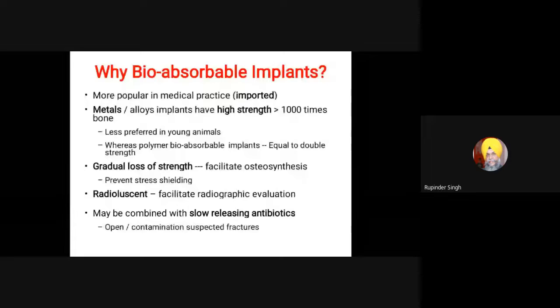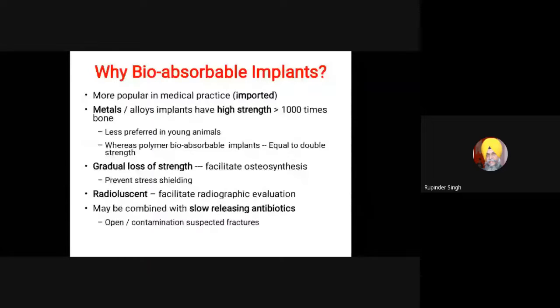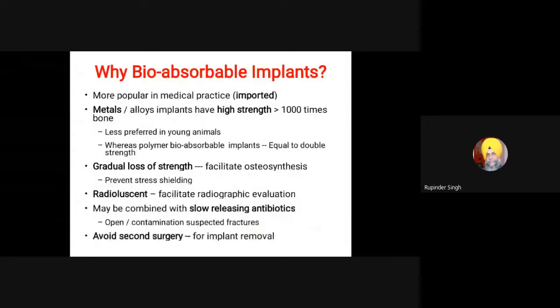And moreover, these implants may be combined with slow-releasing antibiotics, stem cells, or other bone-forming chemicals or elements, and it will be better for open or contaminated fractures. And the most important thing is, it will avoid the second surgery. These advantages, I think, many of us are aware of.